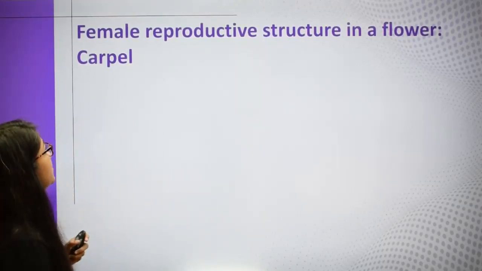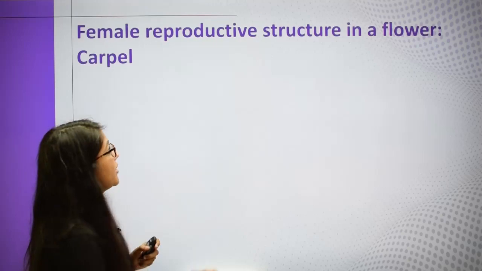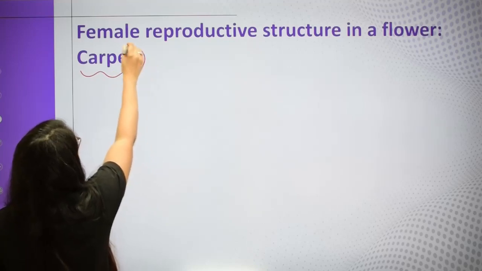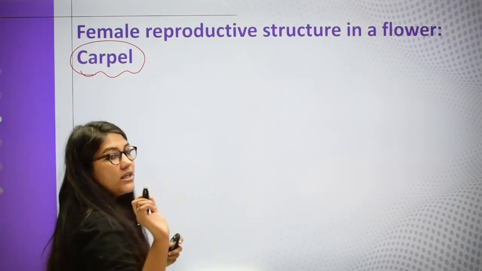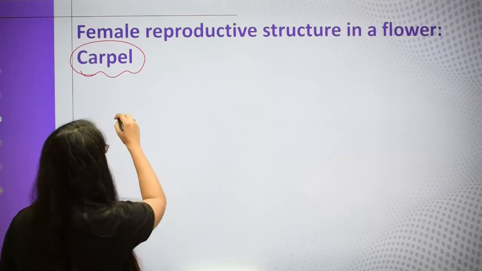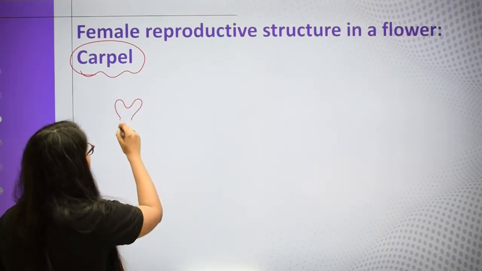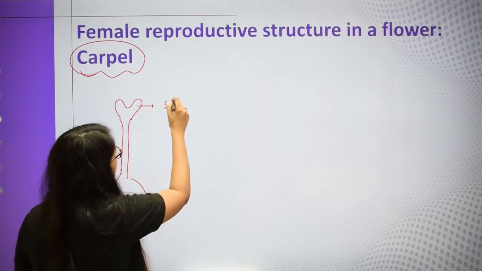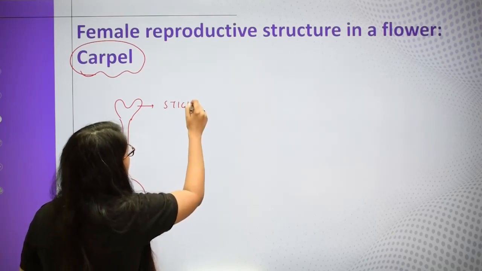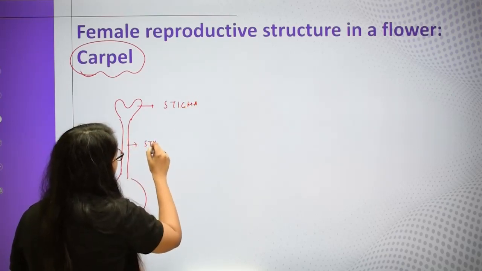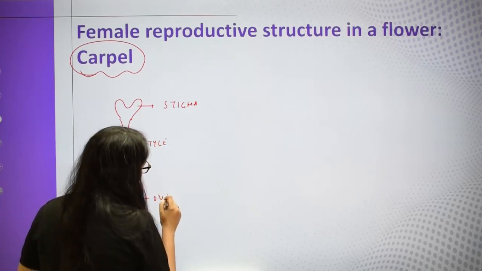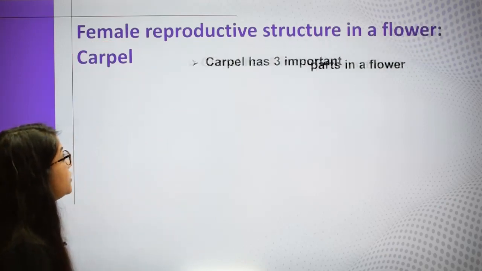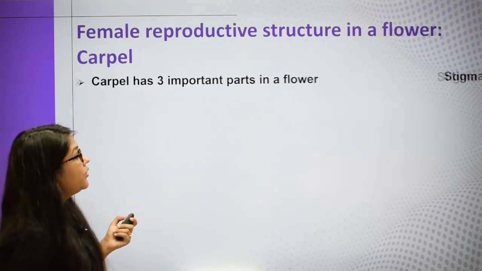So now the next thing that we'll be talking about is the female reproductive structure in a flower. And what is the female reproductive structure in the flower? It's the carpel. We have seen earlier also what are the important parts of a carpel. Let's go through them once again. This is the stigma. This is the style. And this is the ovary, right? Stigma, style and ovary, these are the three important parts of the carpel. So carpel has three important parts in a flower.